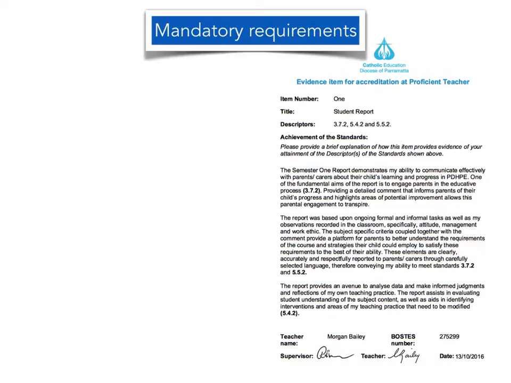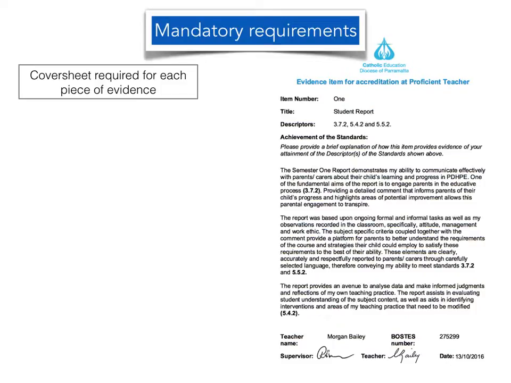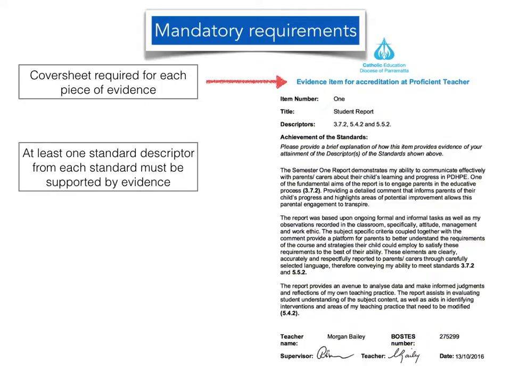The next mandatory requirement is that each piece of evidence must have its own separate cover sheet. And the cover sheet you can see on the screen is the CEDP scaffold, which you must use. You can see clearly that it has the relevant headings, and it also has a place at the bottom for the teacher to sign and the supervisor to sign, and date as well.